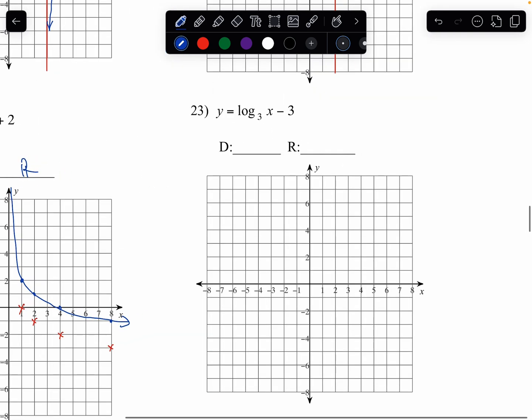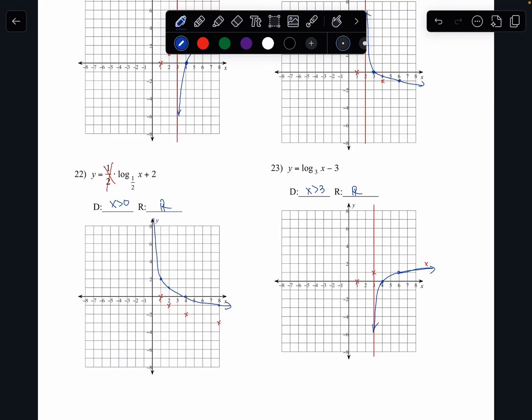And last but not least, we have a base of 3, so put my initial point here, and then we're going to triple it. So 3, and then it'd be at 9. And then this means that we're going to move to the right 3. So 1, 2, 3, and the asymptote will be moved to the left 3. So like that. So domain x is greater than 3, and the range is all real numbers.